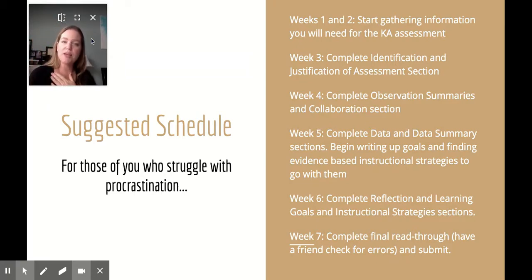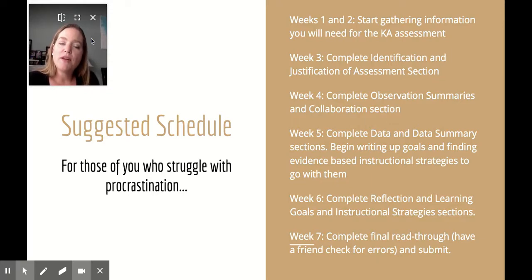After you go through this with me and you look at the template that I've made and then the rubric, you can start gathering some more information. Week 3, you're going to really want to work on completing the identification and justification of assessment section. This goes along with the activities you're doing in week 3, so it's a good time to work on the completion of that section for your final project. It doesn't mean it's the final draft, but at least start trying to work through that. Week 4, complete your observation summaries and collaboration section. You should have had time at that point to collect that information, do your family interview, or at least have it scheduled so you can start framing those sections of your KA assessment.